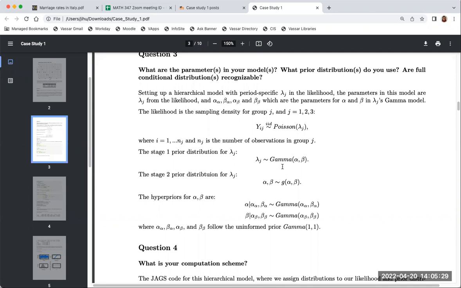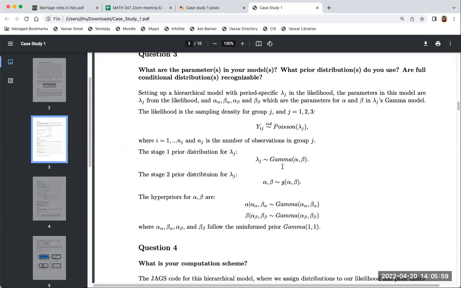You're making the assumption that all the groups are distributed by the same gamma distribution. The variability that stage 2 would introduce. Okay, so you think stage 2 is introducing extra variability, or uncertainty about lambda j, especially if you don't know how lambda j would directly be distributed.